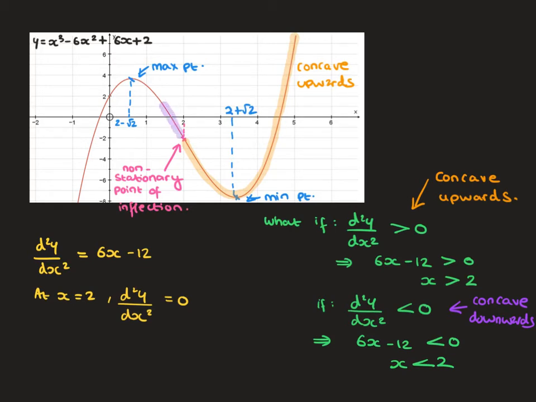So where x is less than 2, in purple you can see that this is where the curve is concave downwards. And we need to remember that these terms, concave upwards and concave downwards, relate to the second derivative and whether or not it is positive or negative.